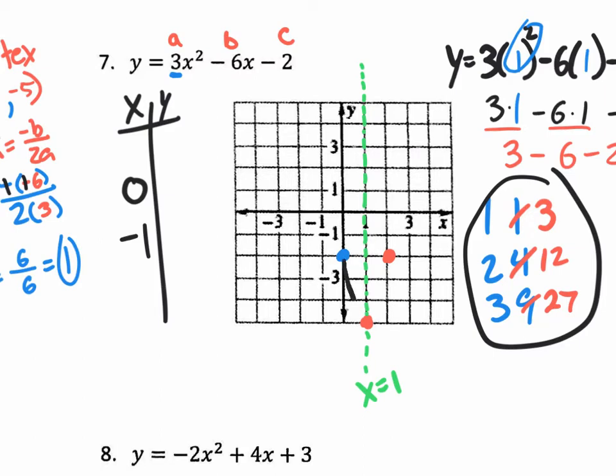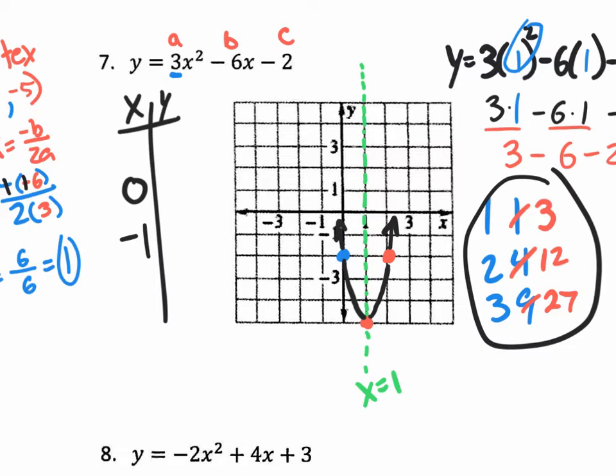Just please make it curvish. Don't make it like a V. Some people just go like bam, bam, like a V. It's not really a V. It's still a U-shaped curve. It's just a little bit more narrow. Now, why is it a little bit more narrow? Because the A value of 3 made it more narrow.